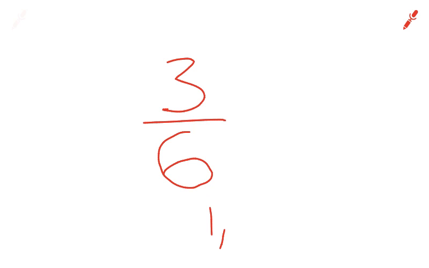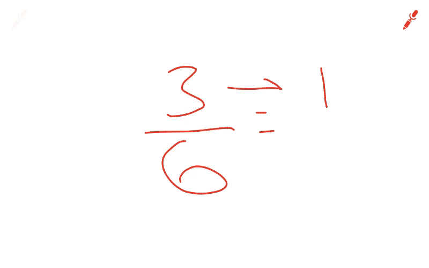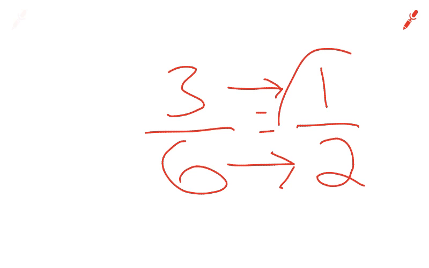2B, we have 3 over 6. What goes into both 3 and 6? Well, we know 1 goes into 3 and 6. And we know 3 goes into 3 and 6. So 3 is the highest number. And you're going to divide both of these by 3 to figure out what the reduced fraction will be. 3 goes into 3 1 time. And 3 goes into 6 2 times. So your reduced fraction is 1 over 2, or half.